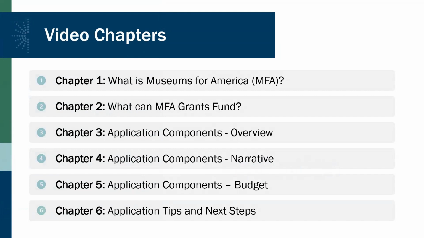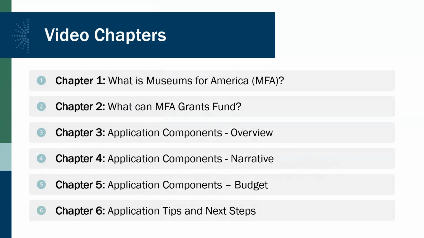be requested. Application components: Introduction. This section describes the types of documents that are needed to create an MFA grant application. Application components: narrative. This section provides guidance on composing the narrative part of the application. Application components: budget. This section provides details on the information to include in your project budget.